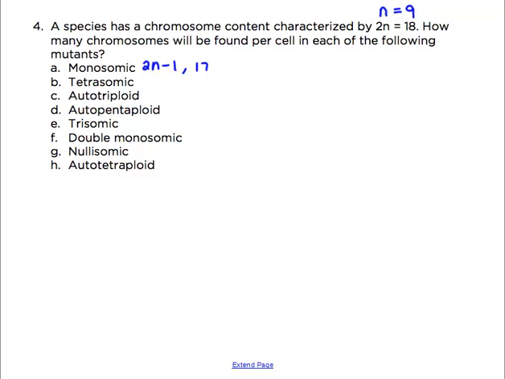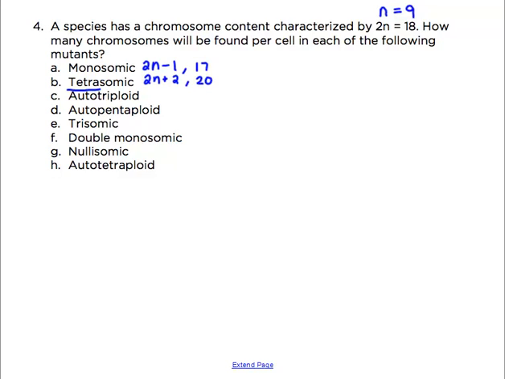B says tetrasomic. So this is where an organism has 4 copies, that's what the tetra comes from, is 4, of one chromosome. So remember again, in a diploid, organisms generally have 2 of one chromosome. So in a tetrasomic individual, they would have 2n plus 2, because to have 4 of one chromosome, you would need 2 extra. So 2n plus 2 would be 20 chromosomes.